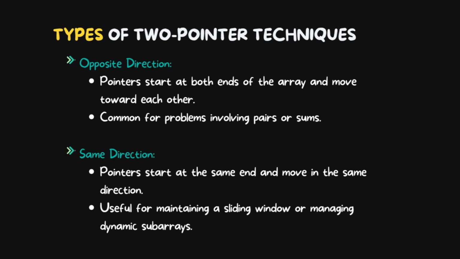First one is opposite direction. This is where two pointers start at opposite ends of the array and move towards each other. It's commonly used for problems involving pairs or finding specific sums, such as the classic two-sum problem in sorted arrays. The second one is same direction. Here both pointers start from the same end and move in the same direction. This approach is typically applied to sliding window problems like finding the longest substring without repeating characters or the maximum sum of a subarray.